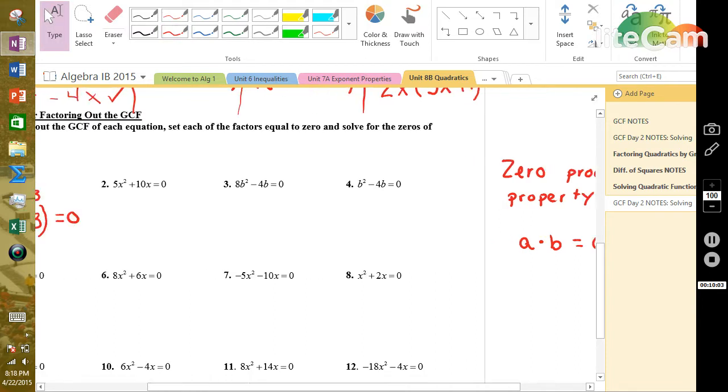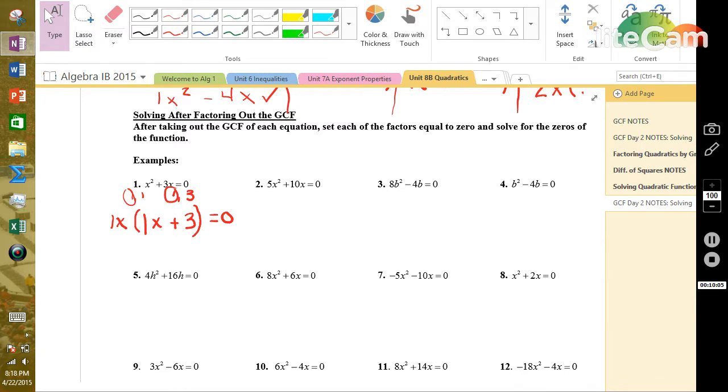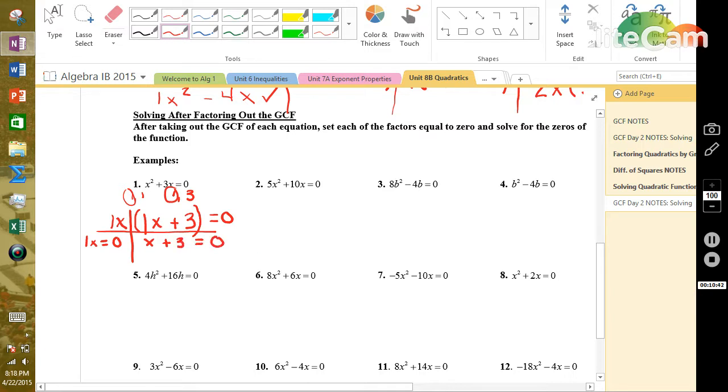So we're going to be applying that to our example problem over here. I have 1x being multiplied by the quantity 1x plus 3. I don't know which one of those terms is going to be 0, so I'm going to set both of them equal to 0 and solve for x. I'm going to create a little chart or table. I'm going to set 1x equal to 0, and then on this side I'm going to set my x plus 3 equal to 0.